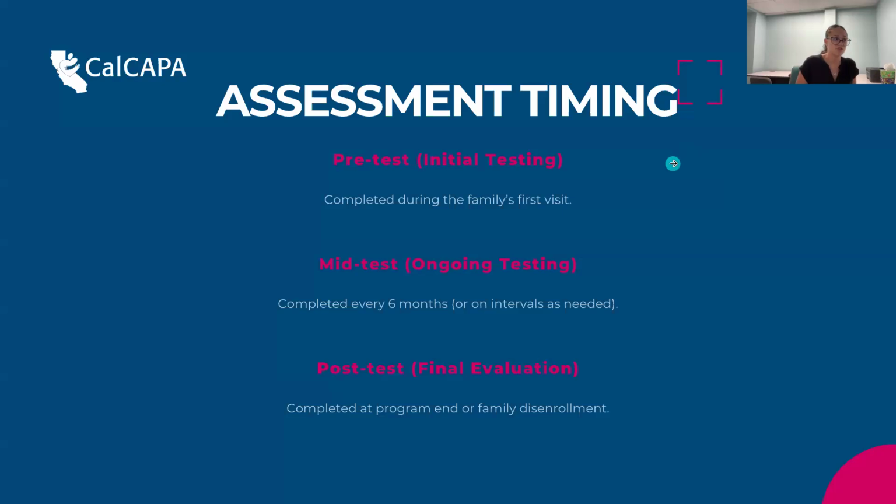We do pre-testing, which is during the intake and eligibility process. We do mid-testing, which for us is about every 6 months. For you, that could be on different intervals if your program needs different intervals, or maybe you do a quarterly report. And for a post-test, that's just at the end, either when the family disenrolls from the program, because for us, that means they've reached self-sufficiency at purchasing diapers, or that they've moved out of the service area, or maybe your program has ended. That's when that post-test would take place.